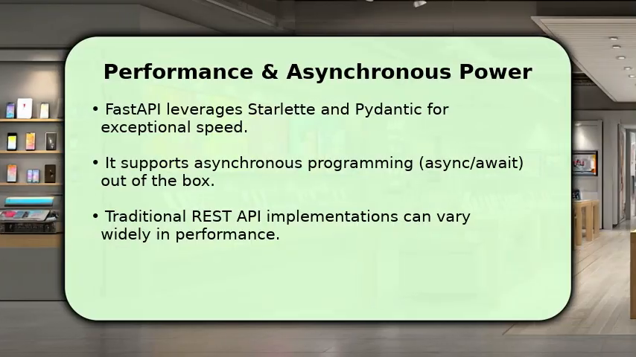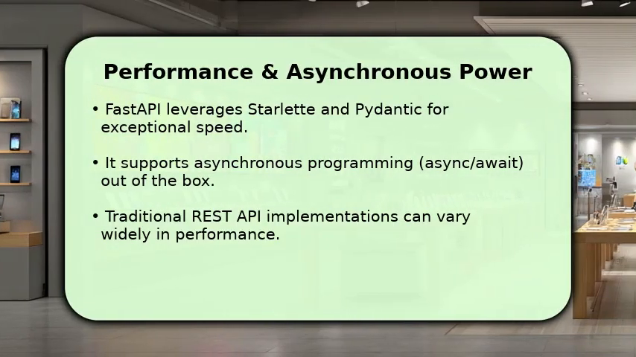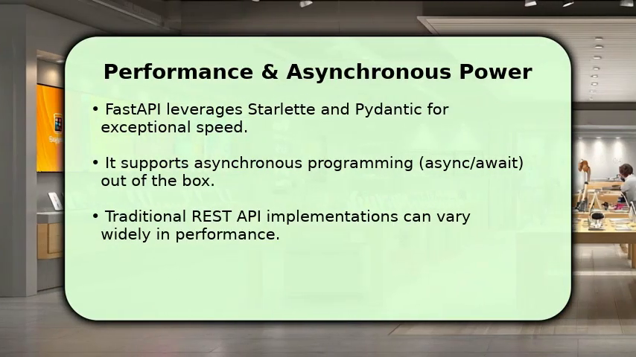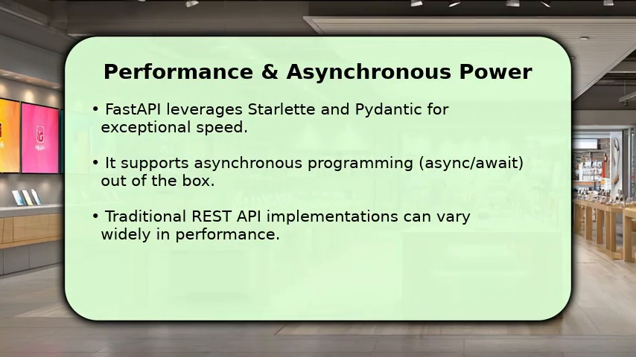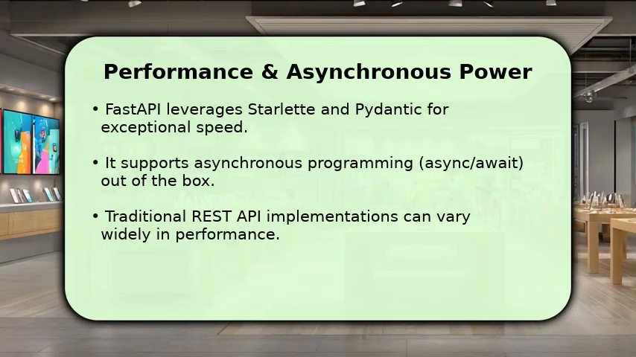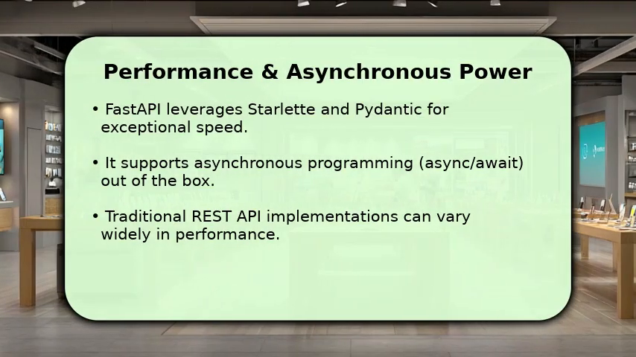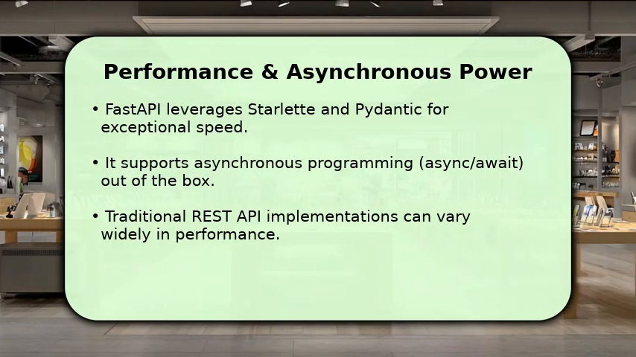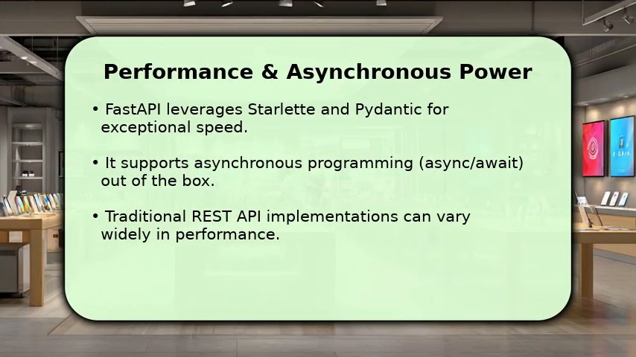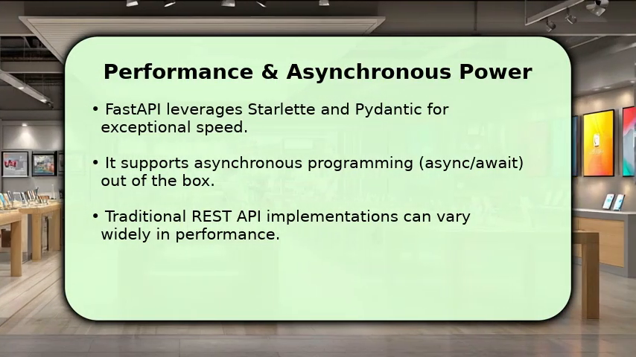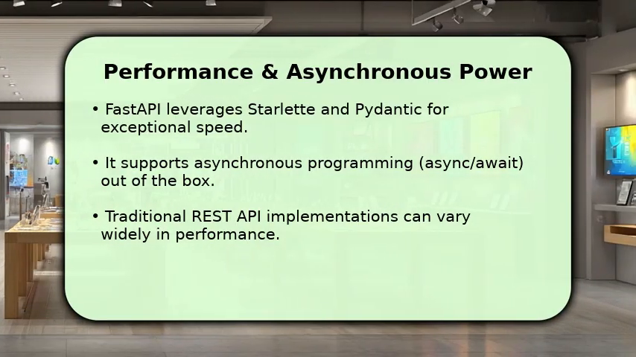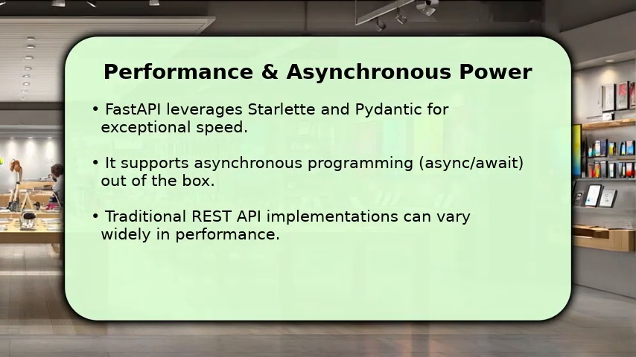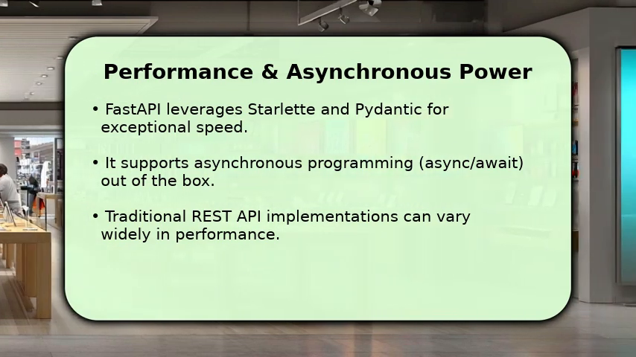When it comes to performance, FastAPI truly shines. Built on Starlette for the web parts and Pydantic for data validation, it's one of the fastest Python frameworks available, often matching or exceeding Node.js and Go. Its native support for asynchronous operations means it can handle many concurrent requests efficiently, leading to significantly better throughput compared to many synchronous REST API implementations.